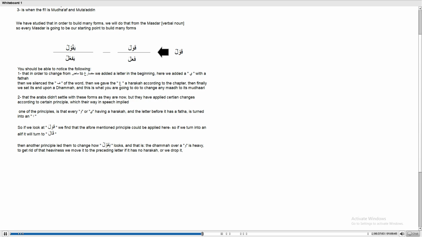So in this case, the dhamma will move from being on the waw, or let's say the ayn, better, to being on the fa. Just to let you know, the interruption is starting again, the connection.